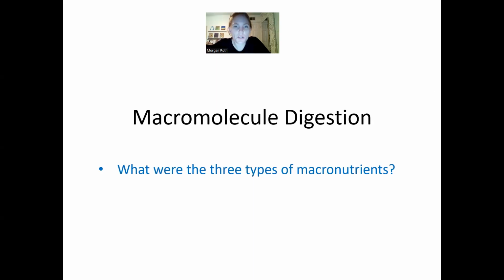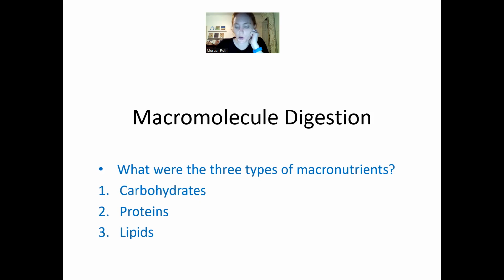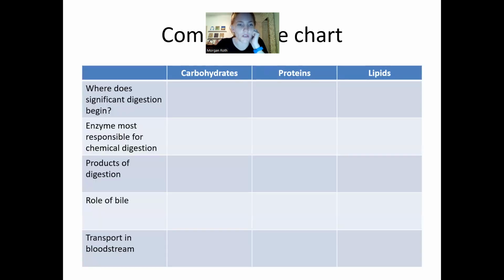Okay, so at this point, we have finished the overview of the digestive system. We have gone through all of the organs in the GI tract. Now we're going to spend some time focusing just on digestion and absorption of those three macromolecules. We've already talked about this a little bit here and there, but this just emphasizes and focuses on that. So what are the three types of macronutrients? Those are carbohydrates, proteins, and lipids, and we're going to work our way through those, starting with the carbohydrates.